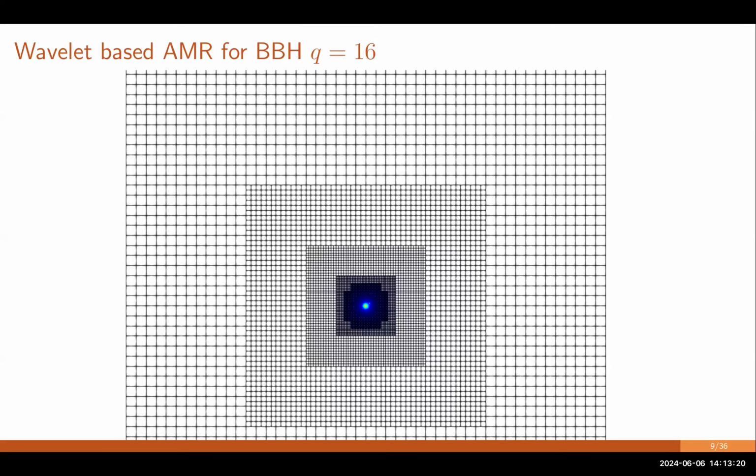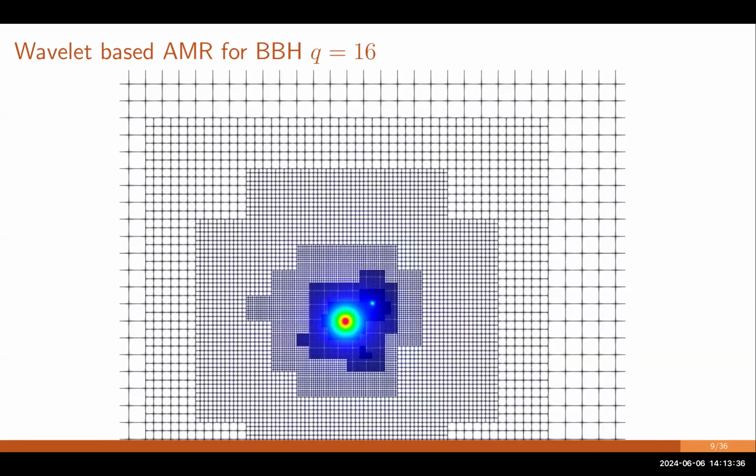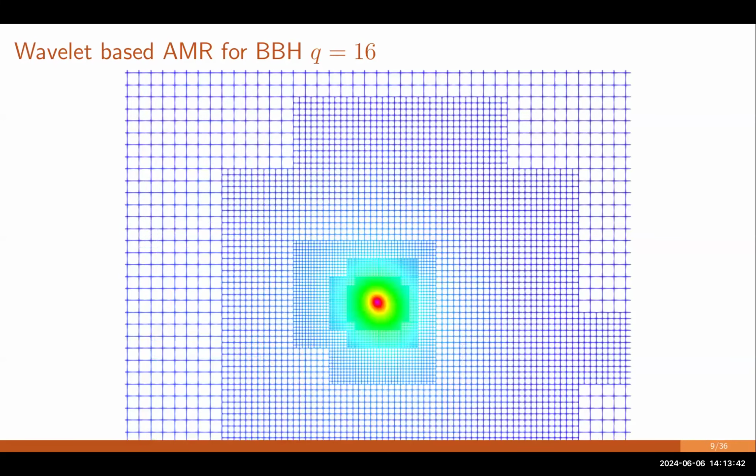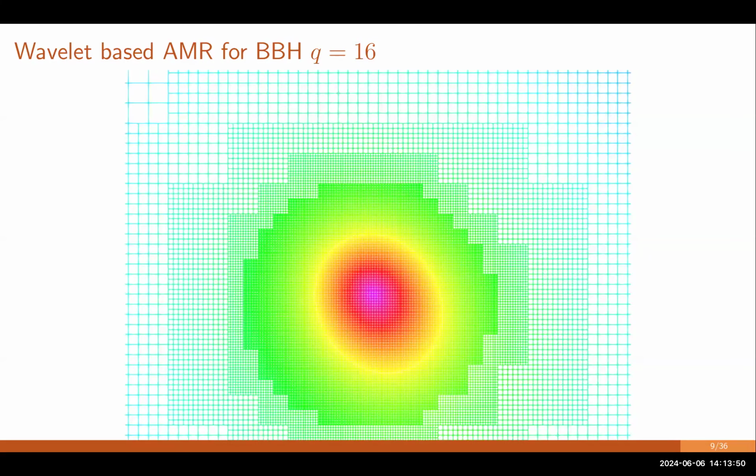This is just to show you what kind of grid structures we get. This is one of the simulations that we did for mass ratio q equals 1:16. If you zoom in close to the smaller black hole, you can see how our grid structure is automatically handled by the wavelets. And I think this is the finest resolution, capturing the small black hole.